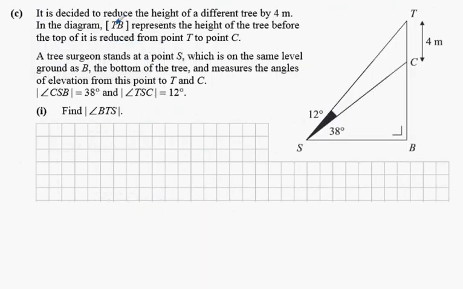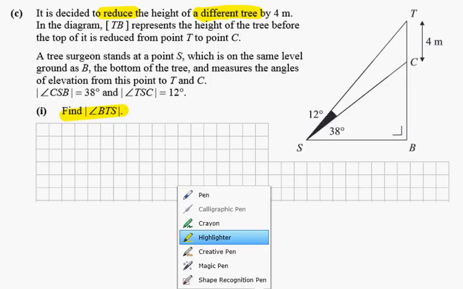So, it is decided to reduce the height of a different tree by 4 meters. Key word is what? Different trees reduce. Okay, now find the angle BTS. B to T to S.